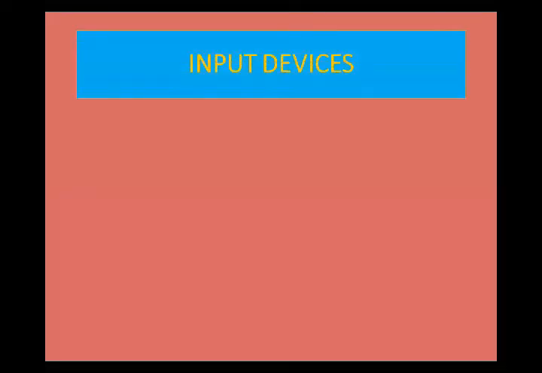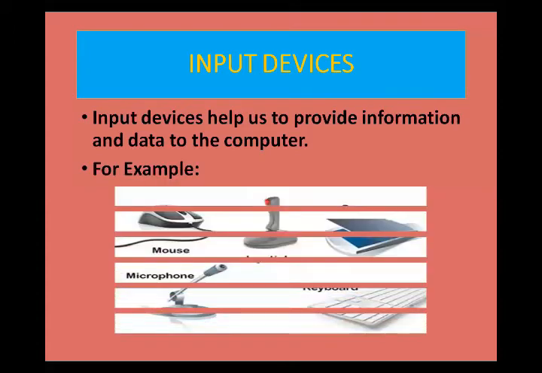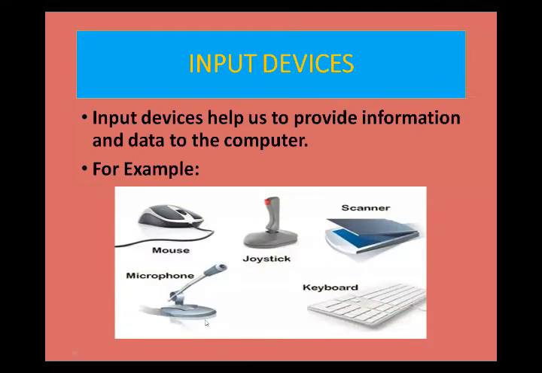The first category of hardware is input devices. What are input devices? Input devices help us to provide information and data to the computer. For example, mouse, microphone, keyboard, scanner. These are all input devices and we use these devices to put data into the computer. So these are called input devices.